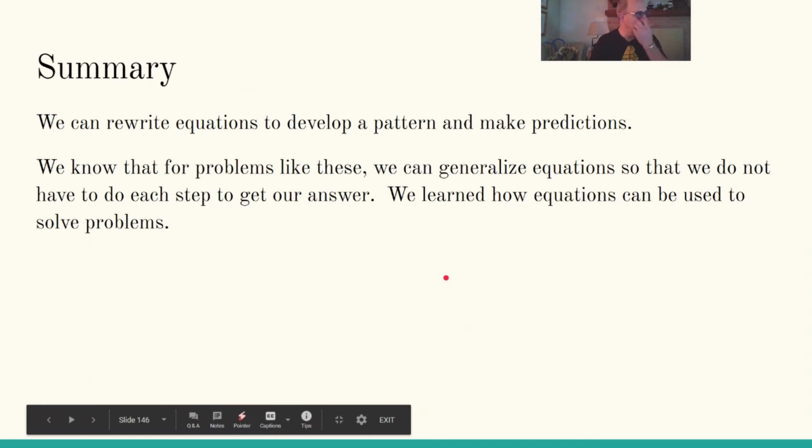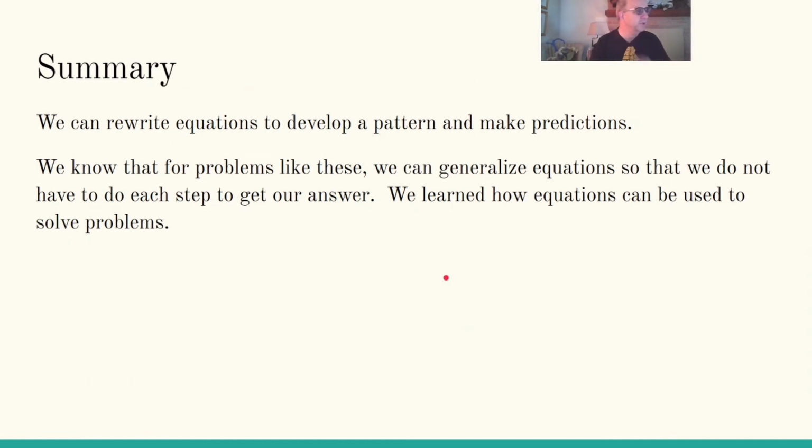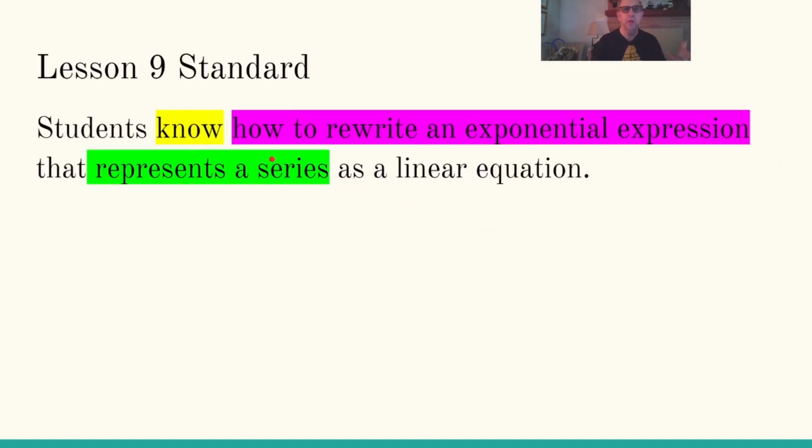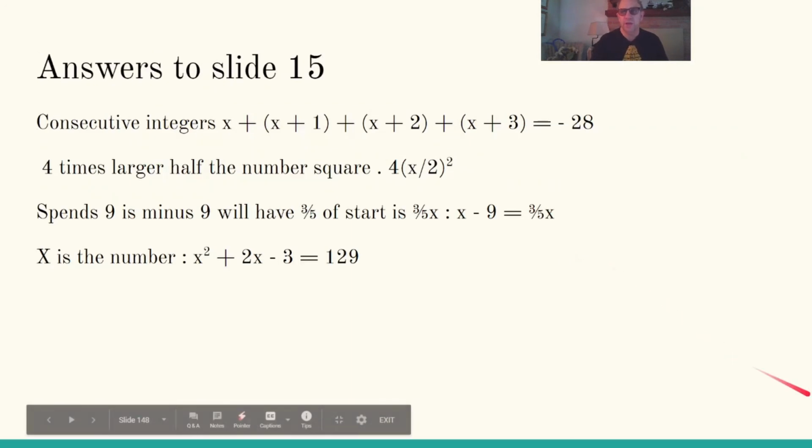So what we learned was equations can develop patterns and make predictions, and for problems like these we can generalize our equations so that we do not have to do step after step to get our answer. Like when the kid was figuring out how many games he played, you took away the $5 he paid admission, and instead of adding up $1.25 per game to get 17, you just multiplied by 17. It was a pattern. Okay, so we know how to rewrite exponential equations that represent a series as a linear equation. All right, so that's it for lesson 9.